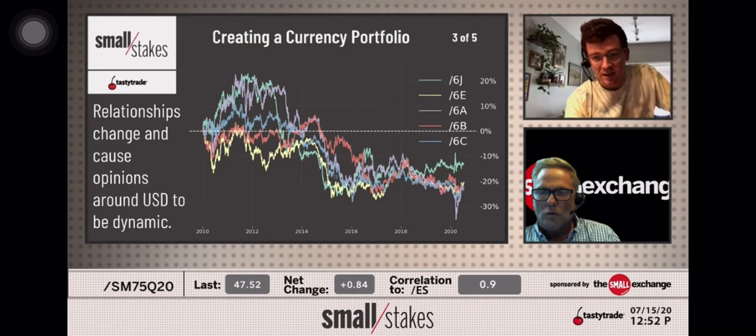You can see in this green area here, that's when the Bank of Japan was actually the cheapest of these currencies relative to movement from 2010. But that's an ode to the back and forth of these.